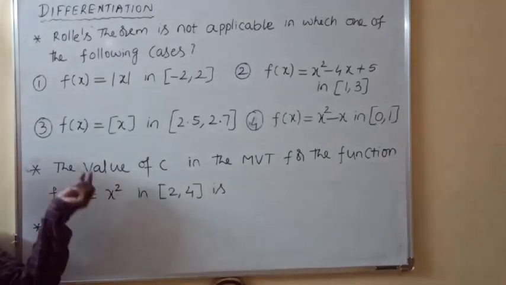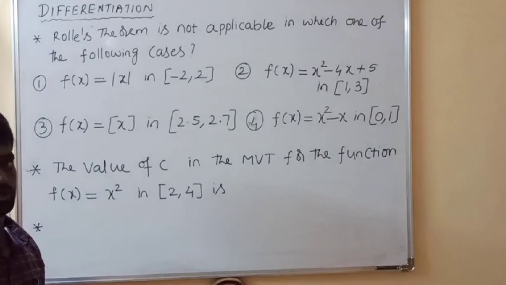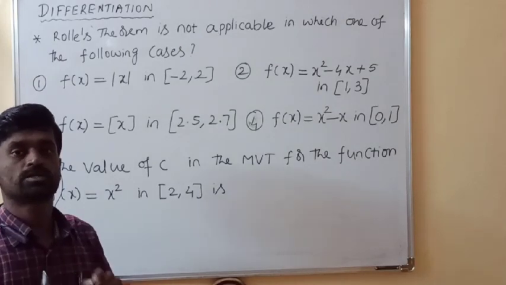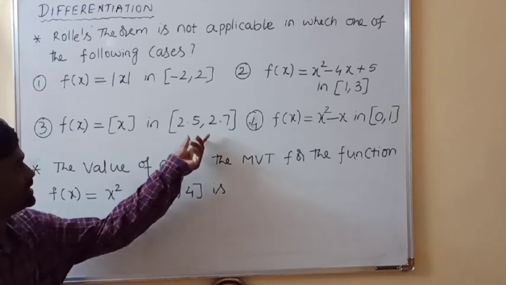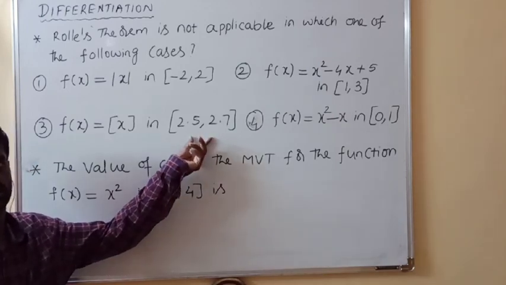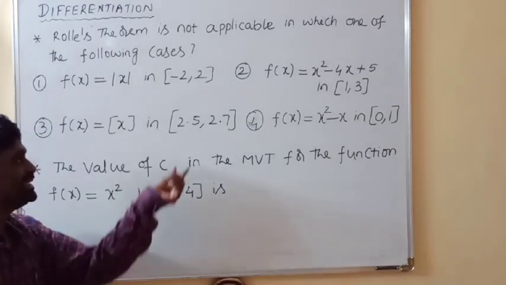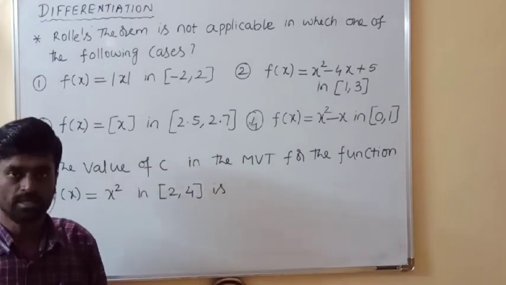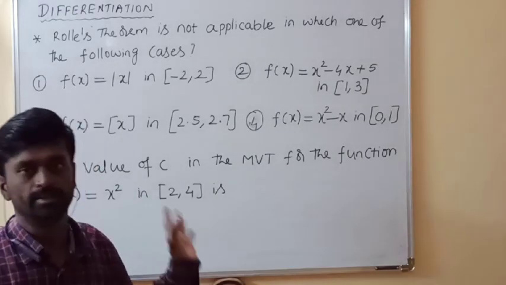Okay, so now here you check f of x is equal to what? Step x. Just now I discussed step x function is not differentiable at integers. Now here it is the given interval 2.5 comma 2.7. Between 2.5 comma 2.7, that means in this interval is there any integer? No integer.